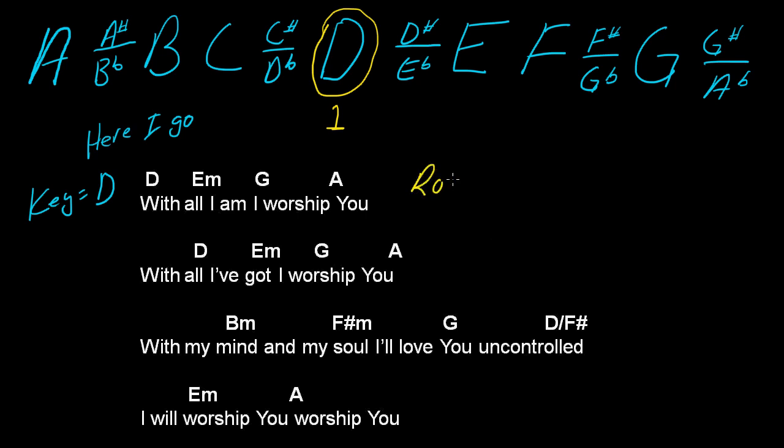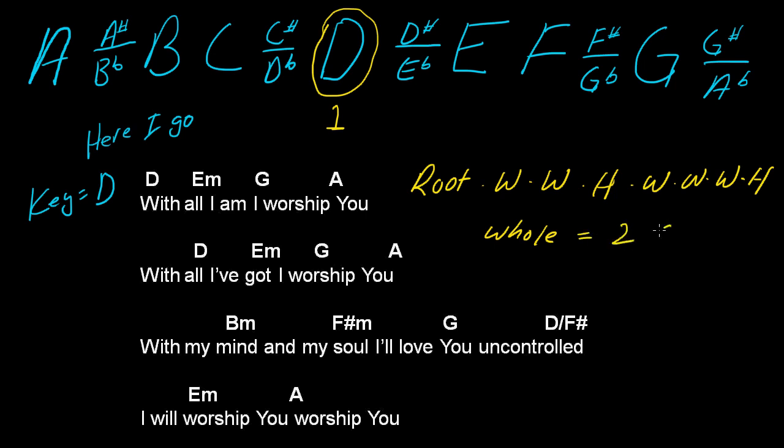It's root, whole, whole, half, whole, whole, whole, half. Okay? So a whole step is 2 notes. A half step is 1 note. Whole equals 2 steps. Half equals 1 step. And all you do is follow it along from here.